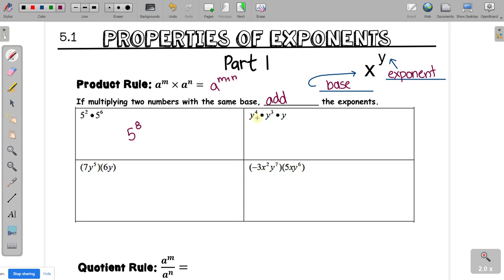Now we have y to the 4th times y cubed times y. We're combining all the exponents that have the same base of y. So we rewrite our base and add the exponents. 4 plus 3 plus our invisible 1 there gives us 8.